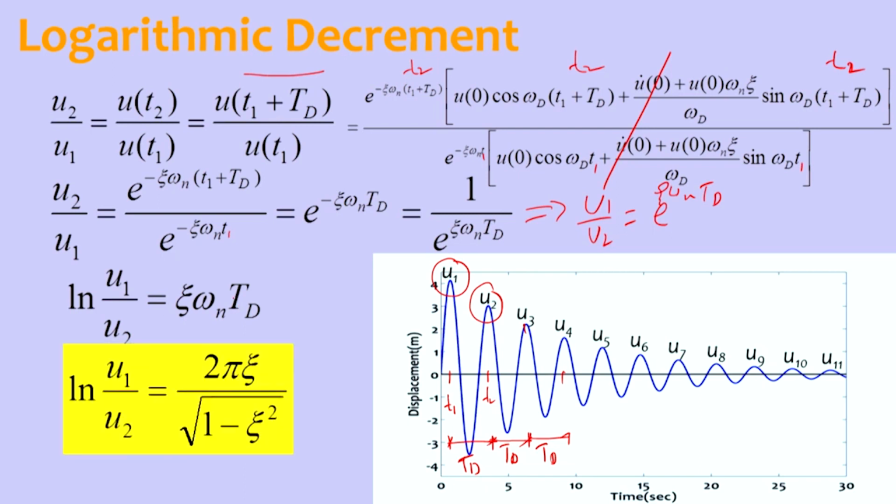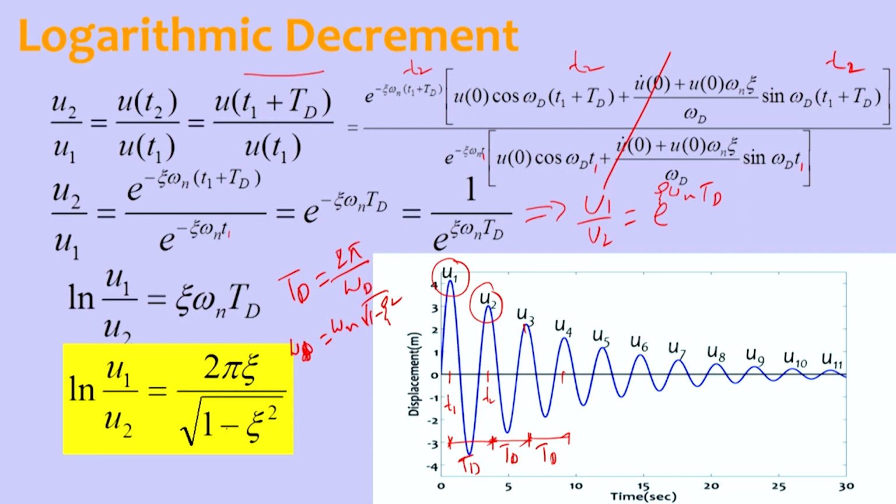And as you can see, if we substitute the Td value, so what is Td? Td is nothing but 2 pi by omega d, and omega d is related to omega n as omega n under root 1 minus zeta square. So if we substitute omega d and Td in this term, we get the natural log of the ratio of two successive peaks is 2 pi zeta under root 1 minus zeta square.